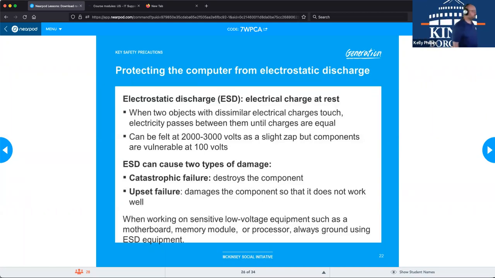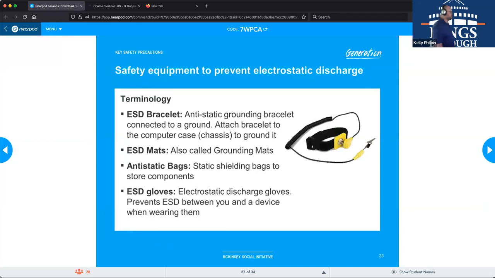So how do we contain this kind of stuff so that we don't damage components and we make sure we're safe? We're not getting shocked. We're not shocking the computer, so at the end of the repair, both the computer's happy and we're happy. We always got to make sure we ground ourselves effectively to the equipment. And there are a couple ways we can do this.